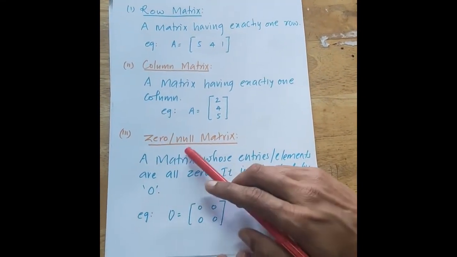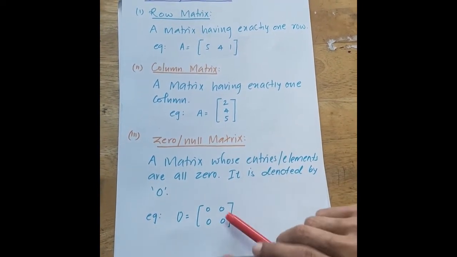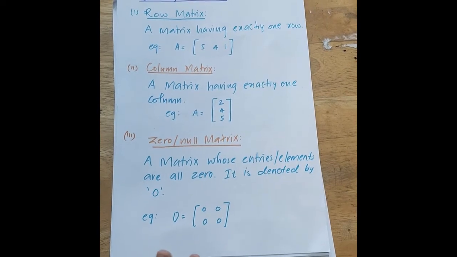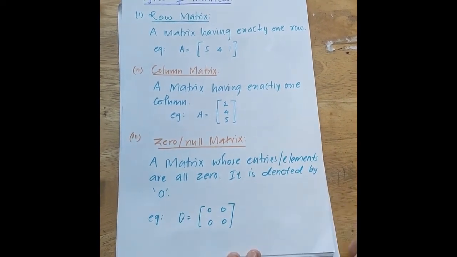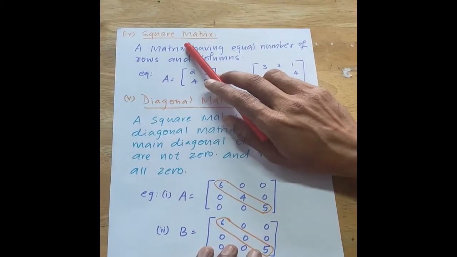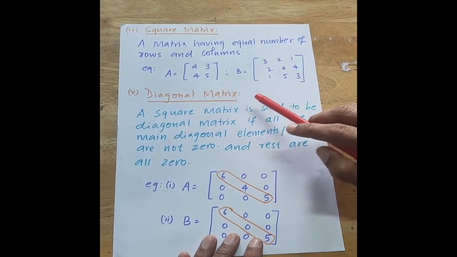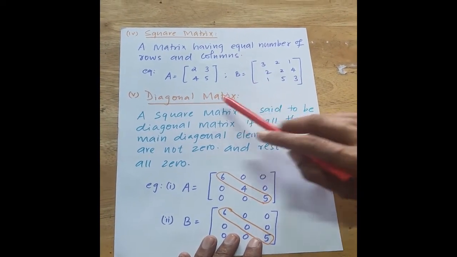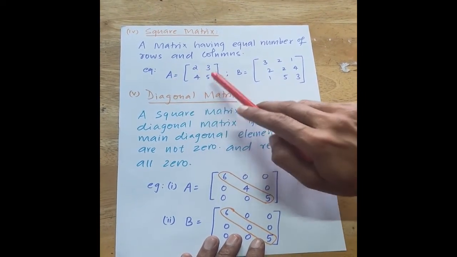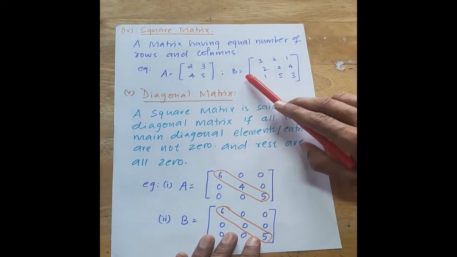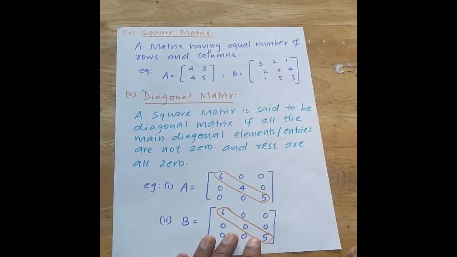Next we have the zero or null matrix. If all the entries in the matrix are zero, then it's called a null or zero matrix. It is usually denoted by the letter O. The next matrix is the square matrix. If the numbers of rows and columns are equal in a matrix, it's called a square matrix. If you look at the example here, matrix A has 2 rows and 2 columns. Similarly, matrix B has 3 rows and 3 columns. So these two are square matrices.